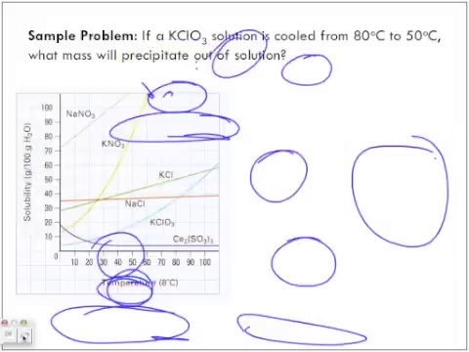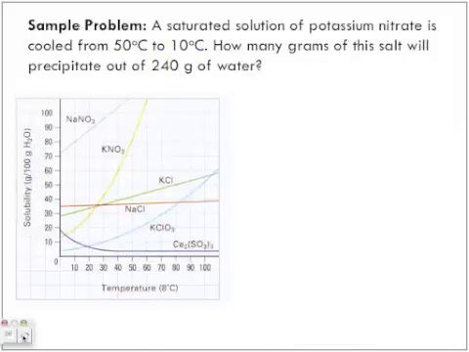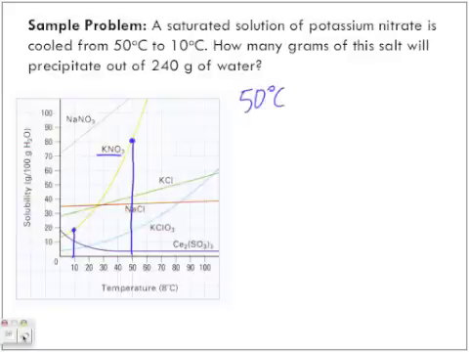Let's look at another one where we involve an extra step. A saturated solution of potassium nitrate is cooled from 50 degrees Celsius to 10 degrees Celsius. How many grams of this salt will precipitate out of 240 grams of water? We have potassium nitrate, here it is, the yellow curve. We look for 50 degrees Celsius and we look at 10 degrees Celsius here. At 50 degrees Celsius, we are able to dissolve 80 grams in 100 grams of water.